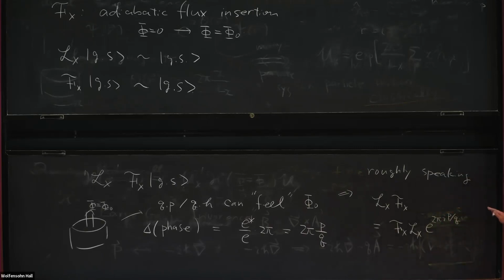And I assume that if the system is gapped, then we expect both Fx and Lx should map the ground state back to the ground state. But if you have only one ground state, then you cannot satisfy this relation, because each of them maps the ground state back to the ground state. Then if you have just one ground state, then you cannot have this relation. So this means that you must have multiple ground states. And we can show that actually there must be at least q degenerate ground states.